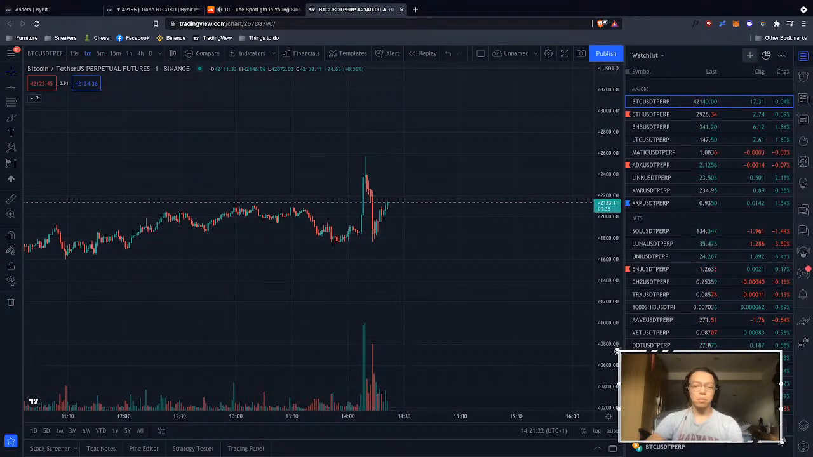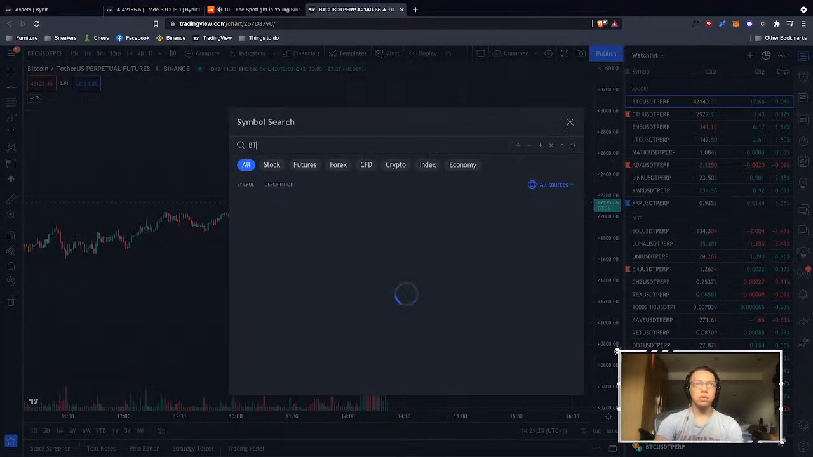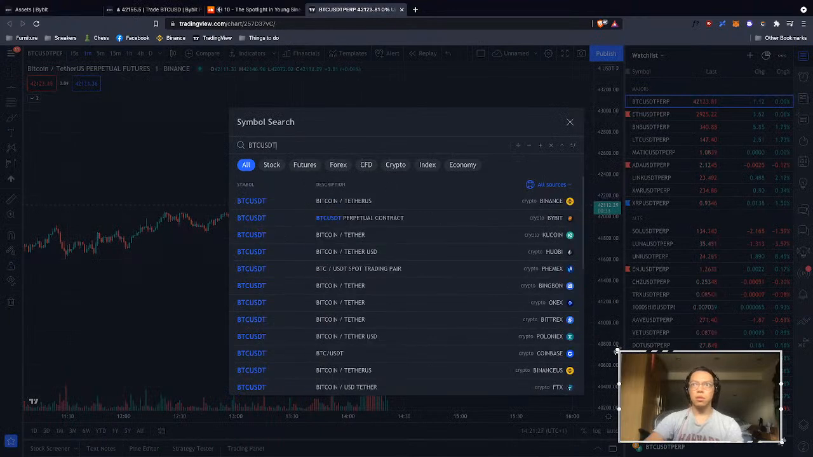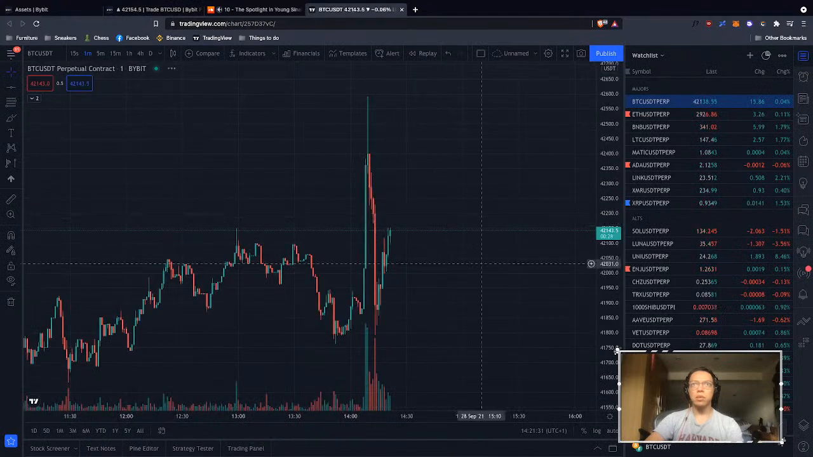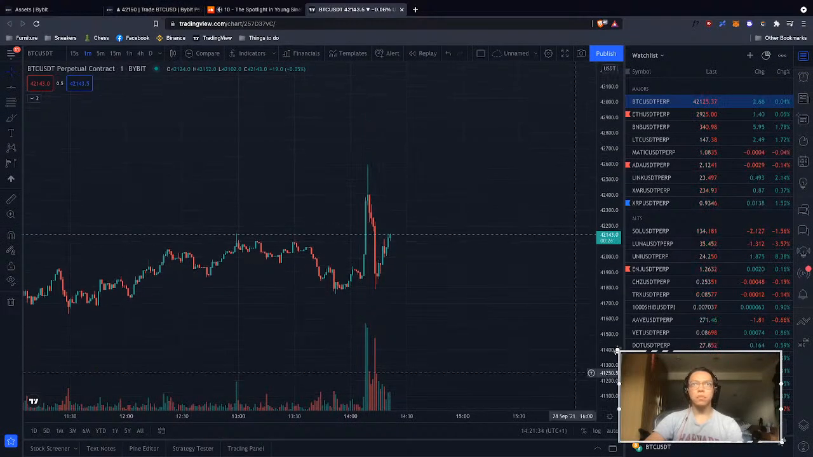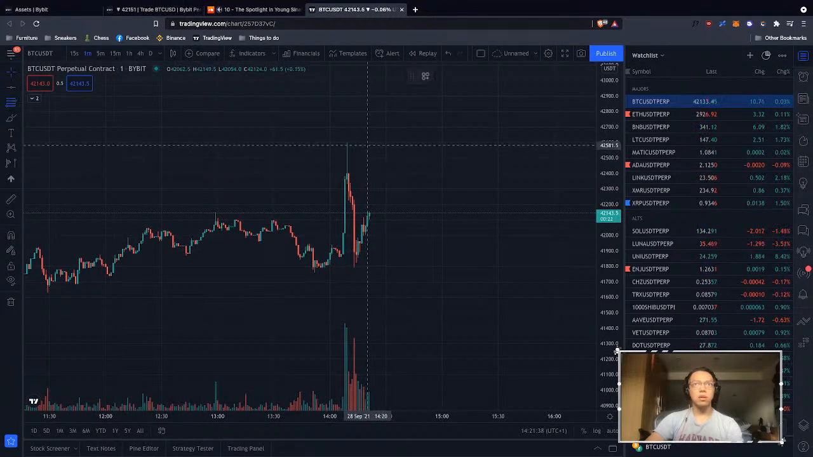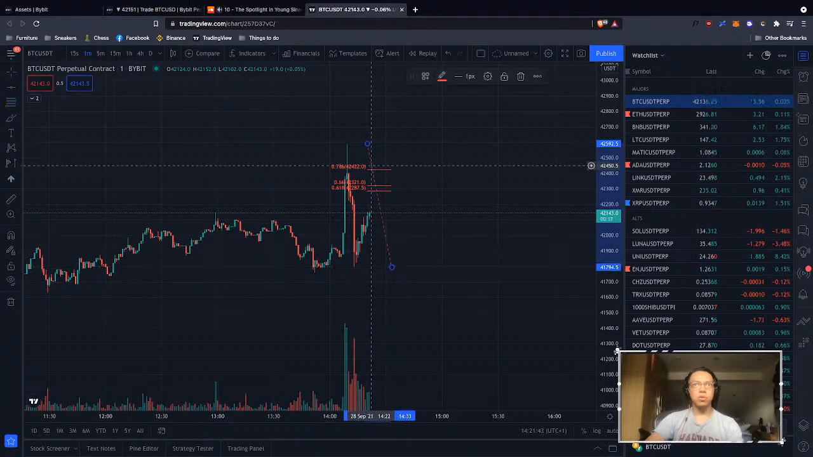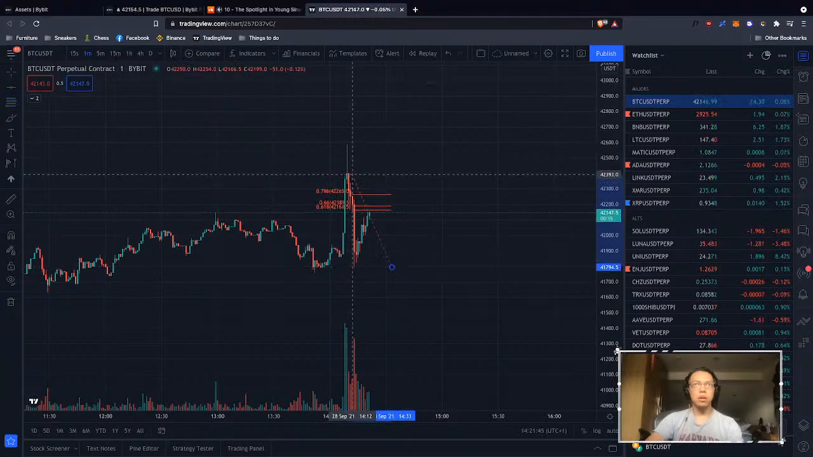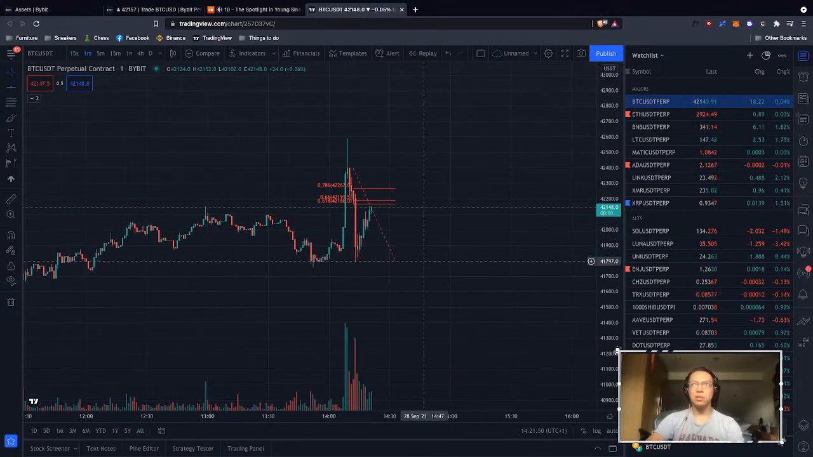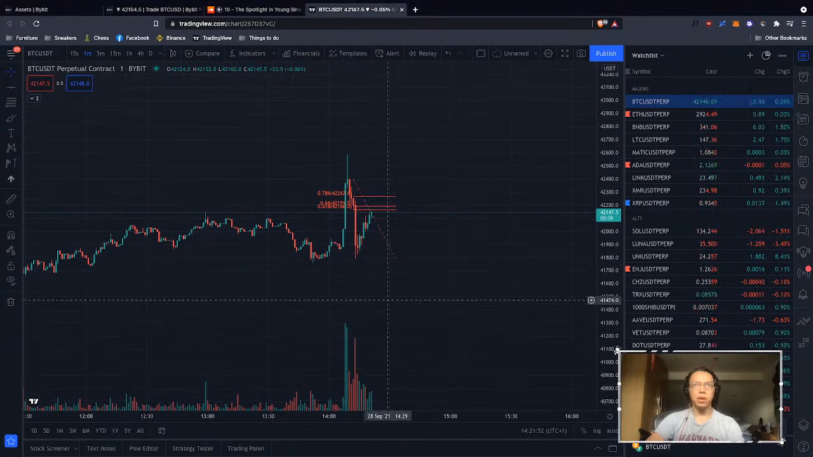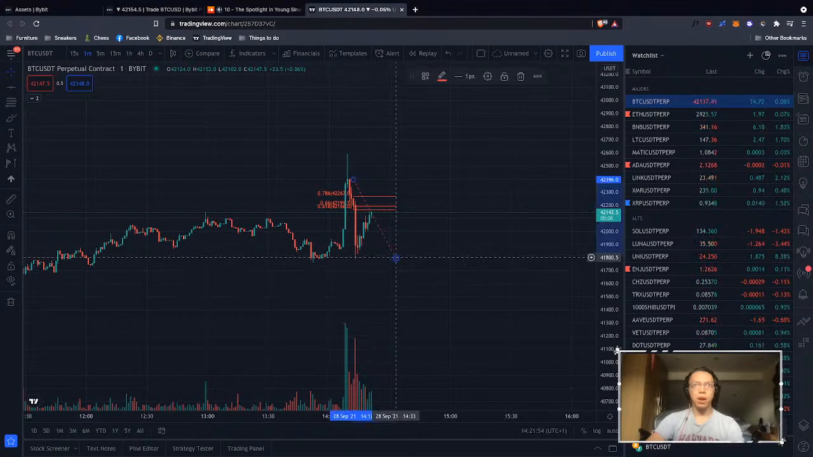Let's look at the chart. BTC, USDT, Bybit. What is my invalidation for this trade? Oof. Draw this here. I should have waited, really. Should have waited to enter. But I just thought, hey, why not? Why not?